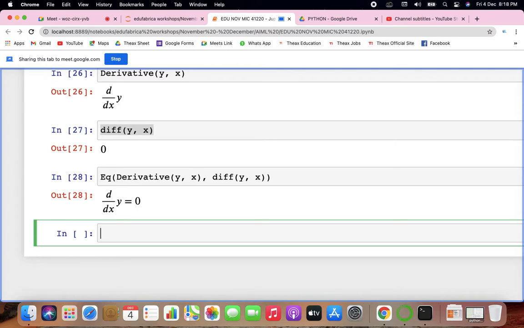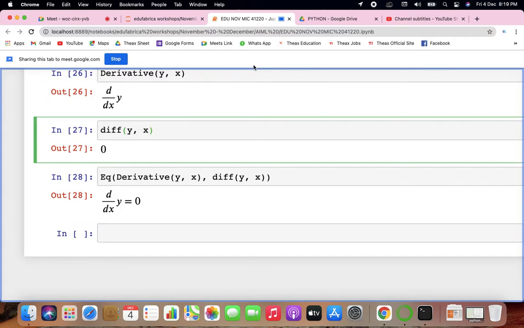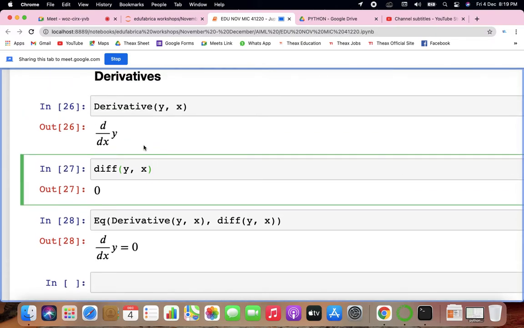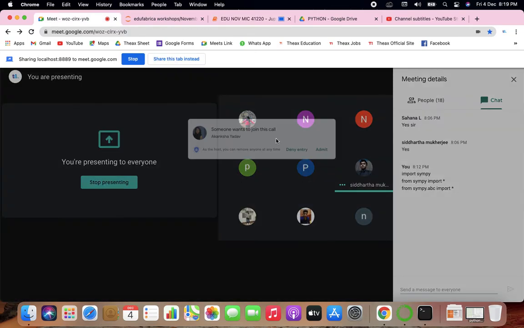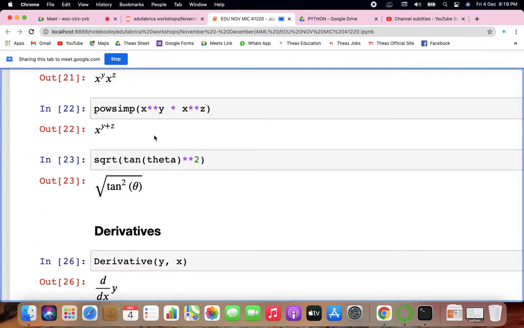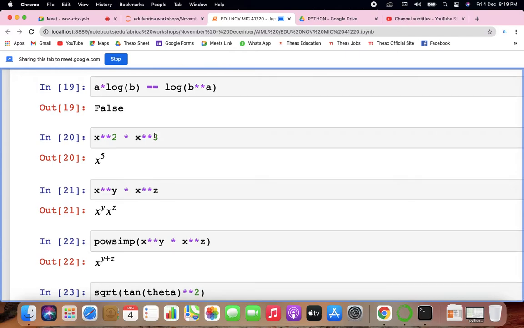Hello sir, here the simplification code is not applicable. Just a minute. In the previous code, we get the answer by using the simplify code. What are you saying about simplifications? When we simplify any equation in the previous one. Here, in the power simplifications?